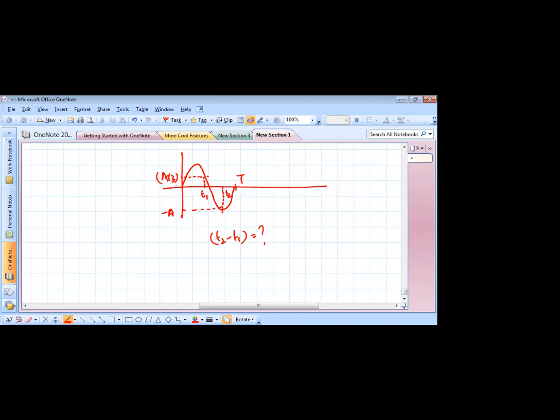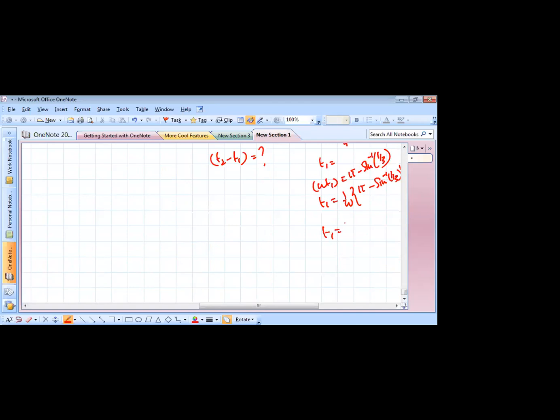The total time period is capital T. So T2 is very simple. T2 is 3/4 of that time period. Okay. But T1 will be how much? It will be this sine inverse 1 by 3 in the second quadrant. Okay. So omega T1 should be pi minus sine inverse 1 by 3. So T1 should be 1 by omega into pi minus sine inverse 1 by 3. So pi by omega is actually T by 2. So this is T by 2 minus 1 by omega sine inverse 1 by 3.